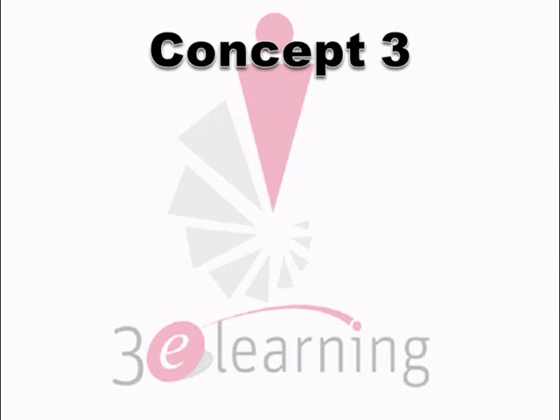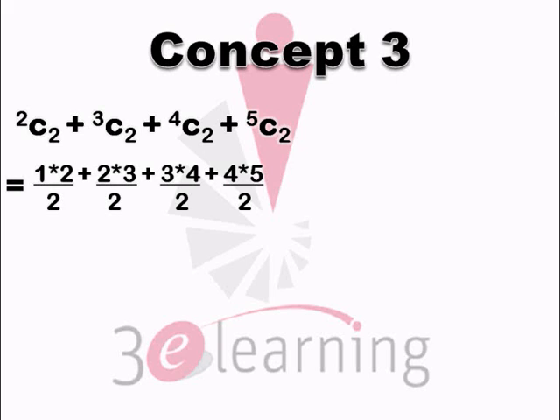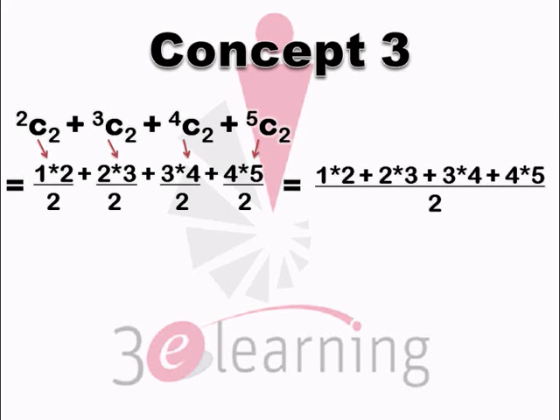Concept 3 is the extension of concept 2. In the combinations, if we have 2c2 plus 3c2 plus 4c2 plus 5c2, we can say it is nothing but 1 into 2 by 2 for the 2c2, 3 into 2 by 2 for the 3c2, 3 into 4 by 2 for the 4c2, and 4 into 5 by 2 for the 5c2, which we can write with a complete denominator of 2, and the numerator becomes 1 into 2 plus 2 into 3 plus 3 into 4 plus 4 into 5, which is nothing but concept 2.